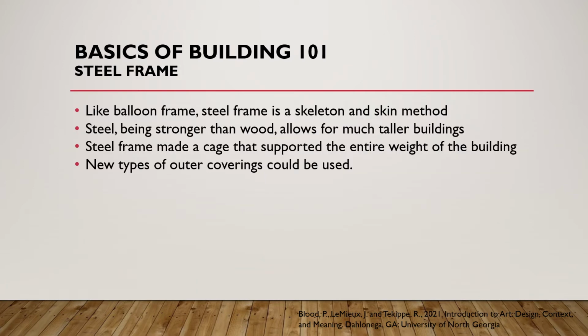Two innovations in the late 19th century ushered in the skyscraper: steel-framed construction and the elevator. Now, steel-framed construction allowed a steel cage to be built that would basically support the entire weight of the building.